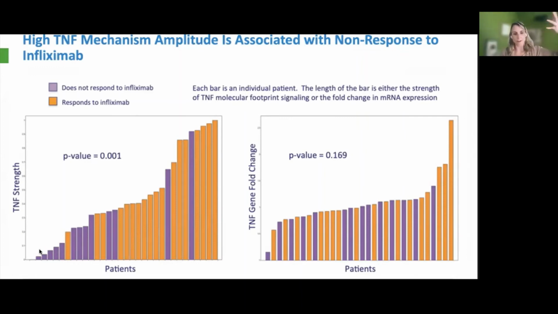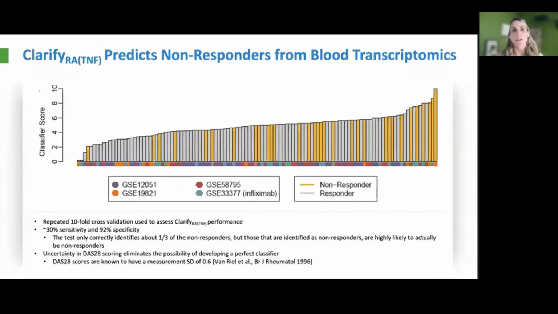So you can take a population and stratify them by these signaling levels. What you see for the TNF strength score is an enrichment of non-responders down at the bottom and responders over here at the top. If you just plot the gene expression changes for TNF, they are all over the map, and you lose this directional enrichment. So this is an example where there is not a one-to-one correlation between TNF RNA expression and TNF pathway signaling activity.